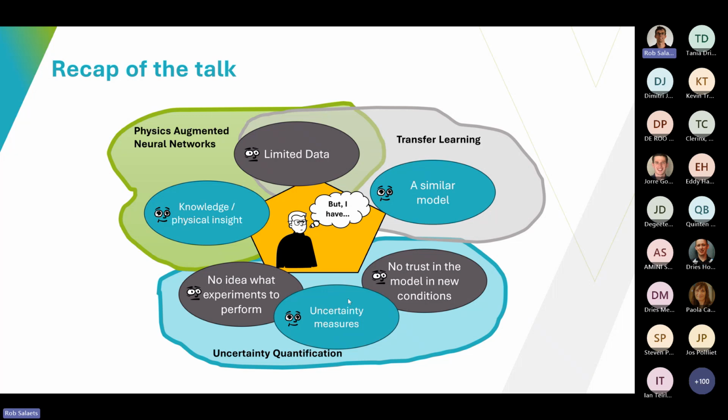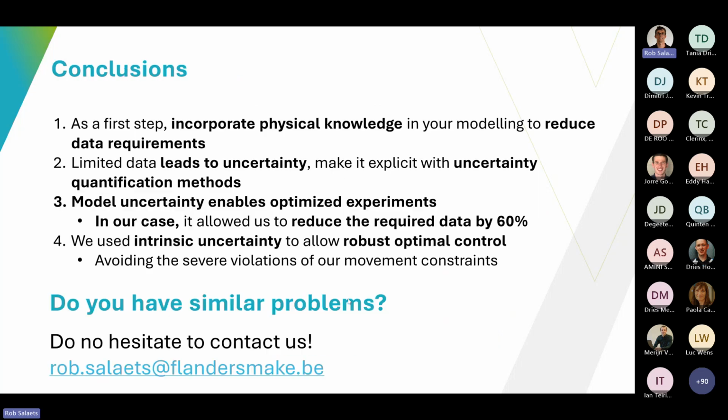So to recap, what did I talk about today? We believe at VanderSmeek that this physics-augmented neural networks approach can leverage your limited data by adding in physical insight or physical knowledge. And I've also talked about uncertainty quantification today, how you can deal with the fact that limited data leads to no trust in your model. Therefore, you have to make that explicit by adding uncertainty quantification, and you can also use it to guide your experiments.